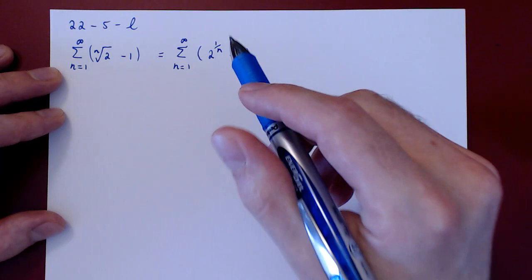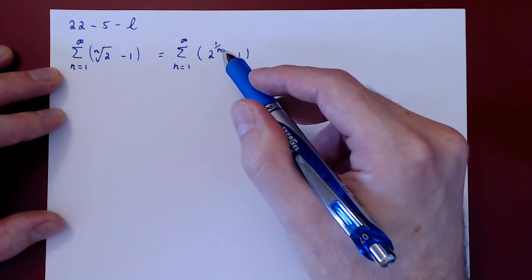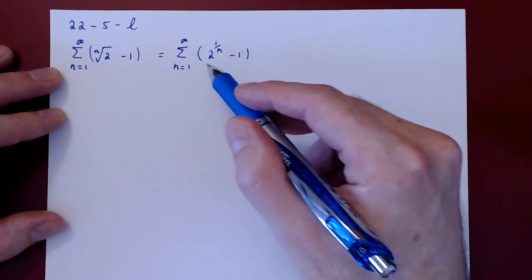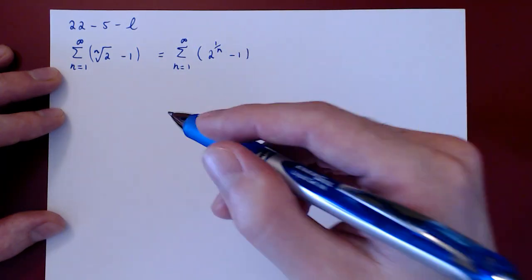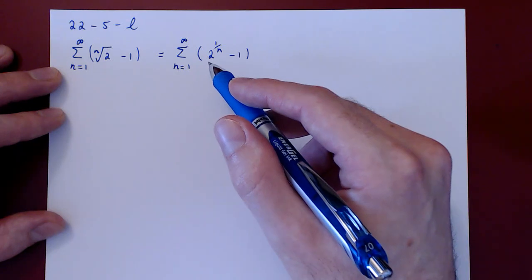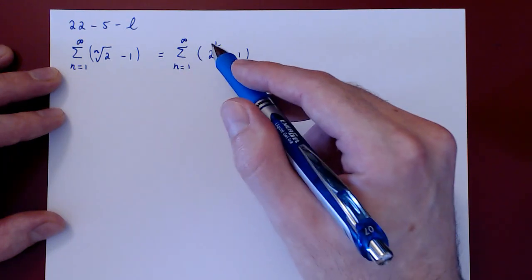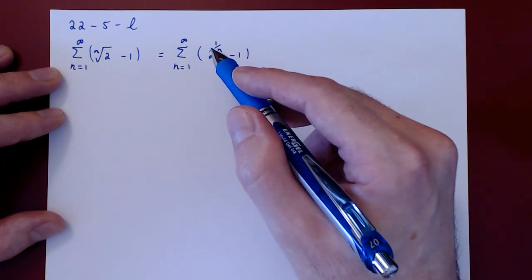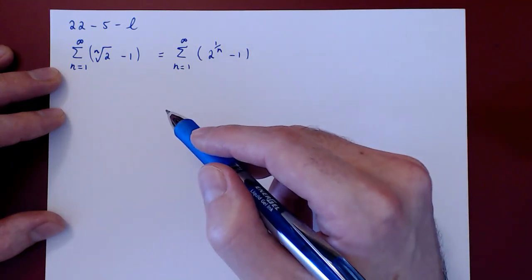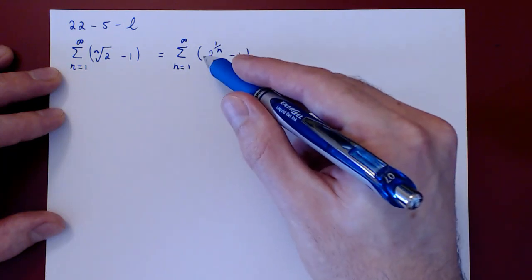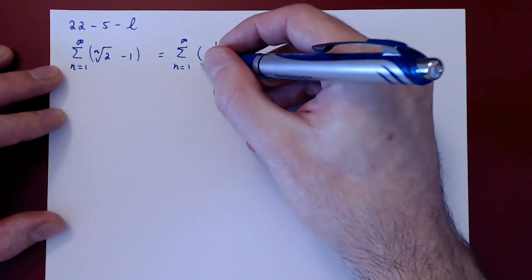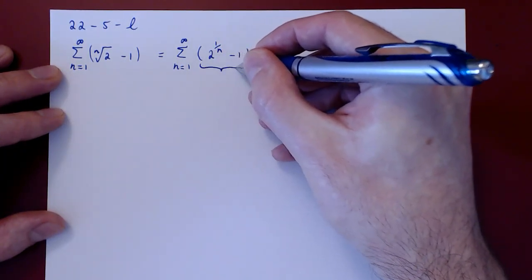As always, the first question we ask is, do the terms of our sequence tend to 0 as n tends to infinity? So as n increases, 1 over n will approach 0. 2 to the 0 is 1, and so 1 minus 1 is 0. And so we see that the terms of the sequence we're trying to sum are approaching 0 as n tends to infinity.